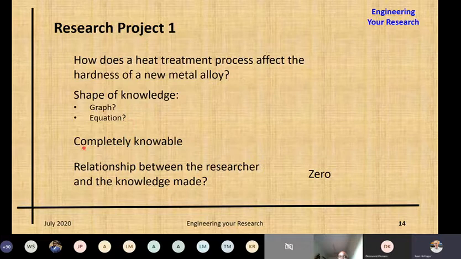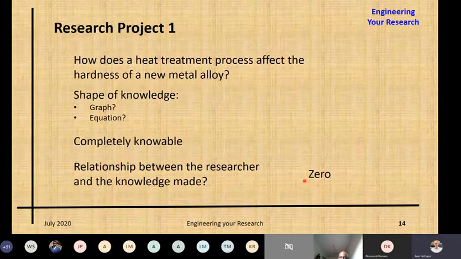I can state that that knowledge is completely knowable, because I've got the equation, and the equation is exact, and I can drop the parameters into the equation and come up with a hardness, or I can go and look it up on the graph. My knowledge is completely knowable. What is the relationship between the researcher and the knowledge made? I'm saying it's zero.